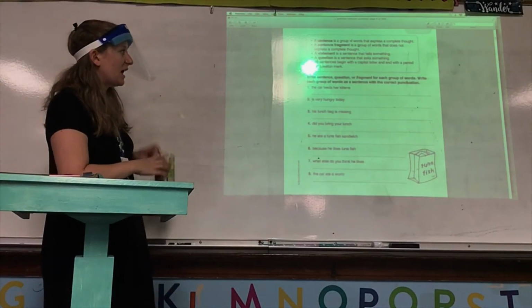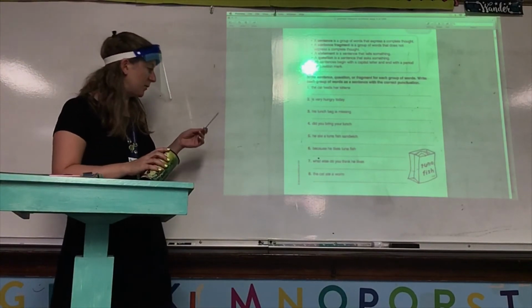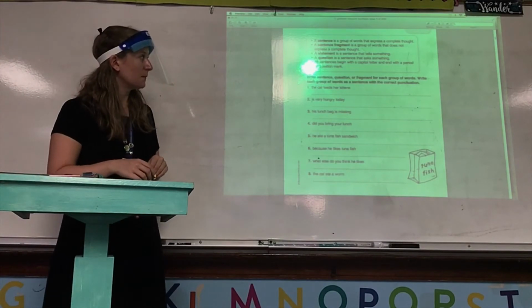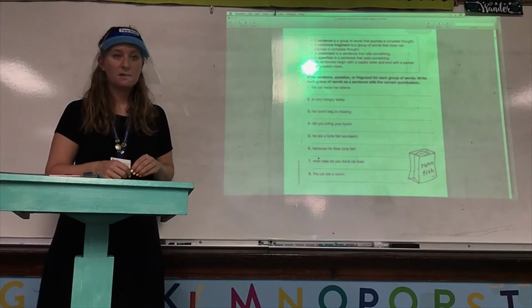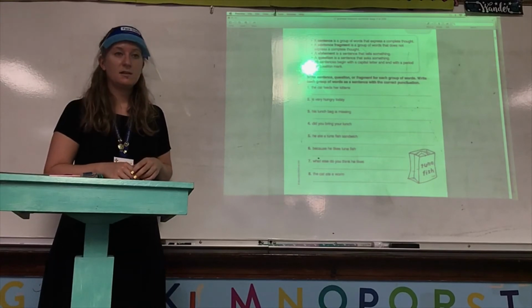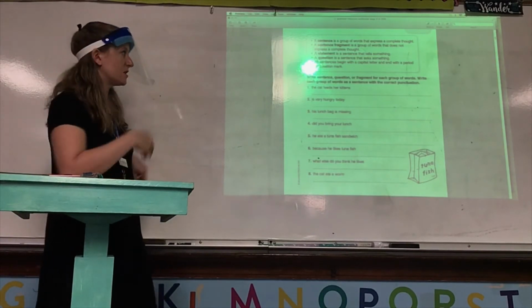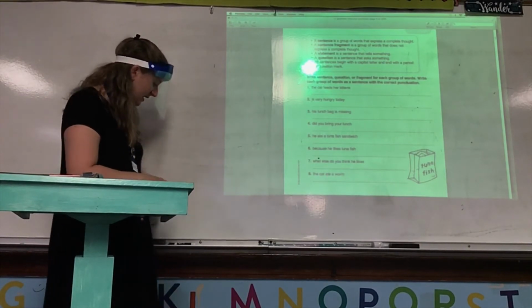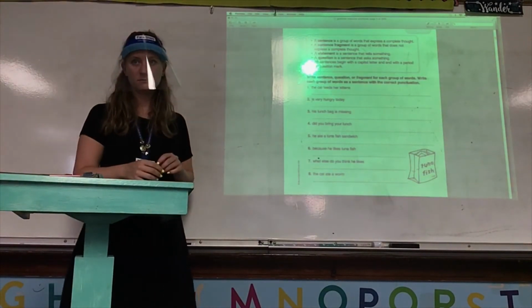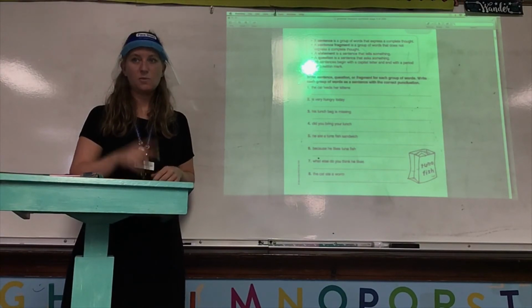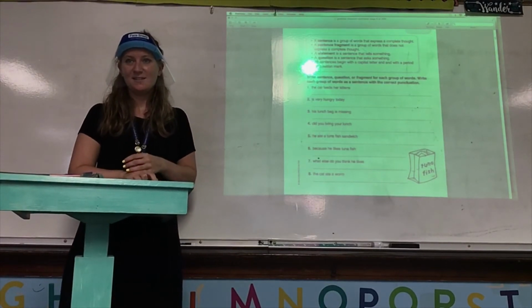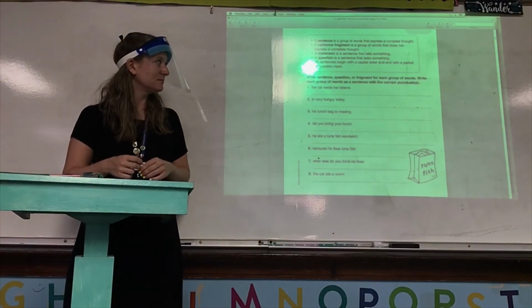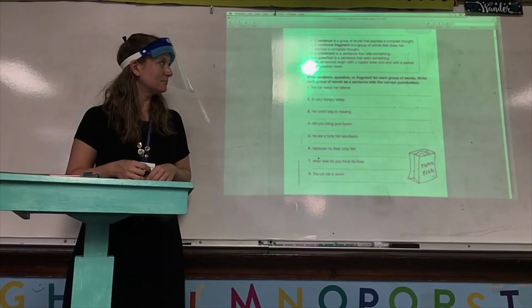Good. Read the fourth bullet point. Cullen: A question is a sentence that asks something. Good. So if you're asking something, it's a question. And read the last bullet point, Zari. Oh, make sure to unmute yourself. All sentences begin with a capital letter and end with a period or a question mark.